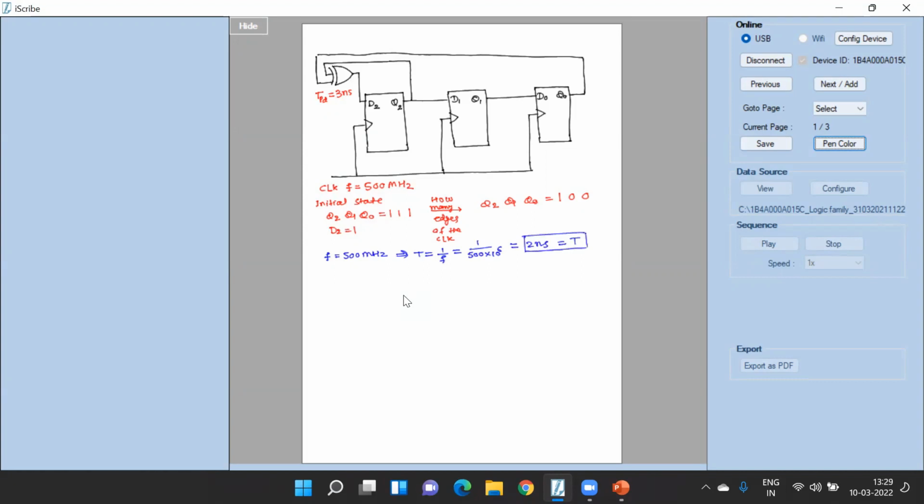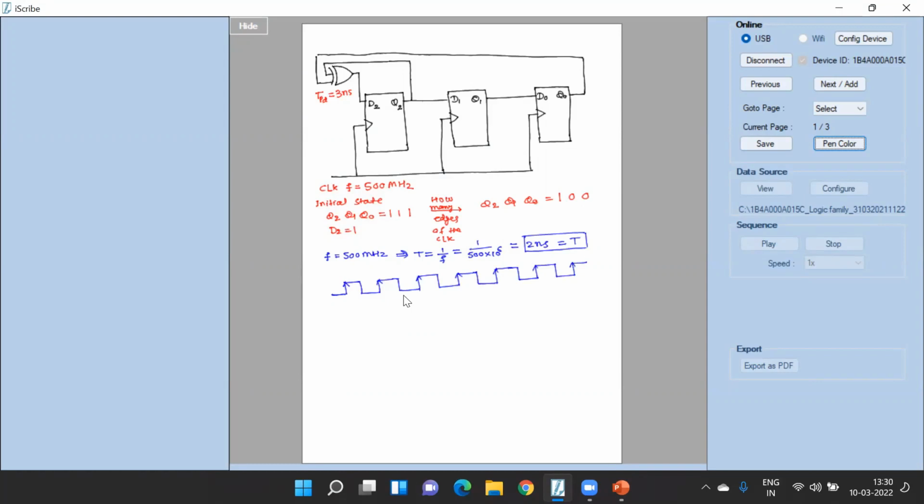Now, what does that mean? Let me draw my clock now. Let's say this is my clock. This clock is the same for all the flip-flops. And since there is no bubble given here, it is a positive edge triggering clock. So we got all those.